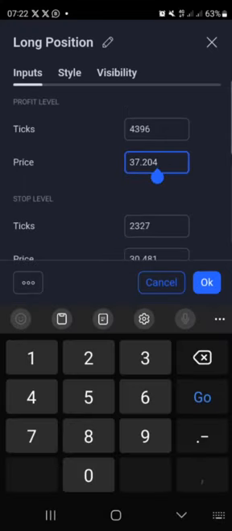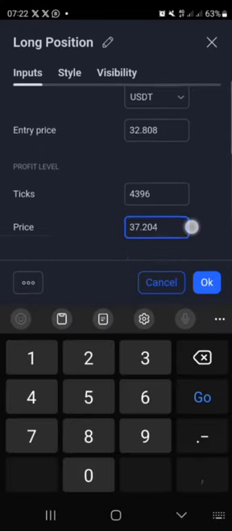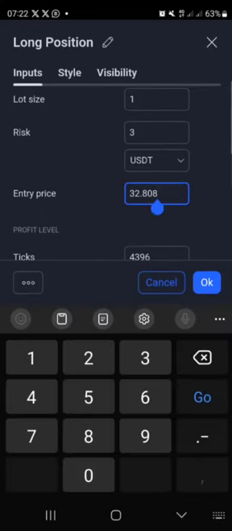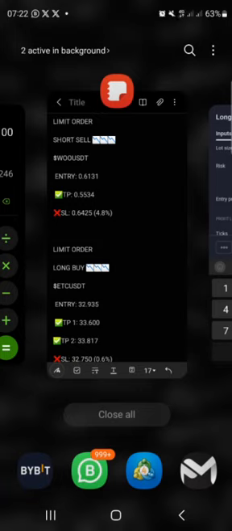Don't make a mistake: entry price 32.935. Now, I bought this order that has two take profits to explain how you can use them. When you see multiple take profits like that, you use the last take profit. If you see TP1 to TP4, you use TP4. If you see TP1 to TP2, you use TP2 as your take profit.